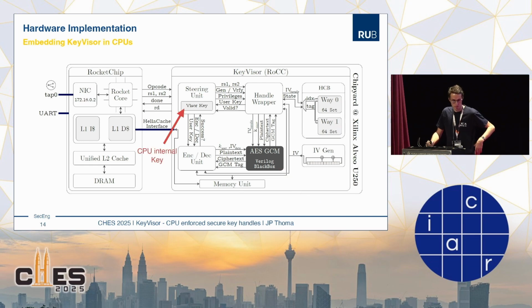Then we have our central, let's say, steering unit, which stores the CPU-internal visor key. We have the memory-mapped I/O interface to communicate with the Rocket Chip and make it usable. And finally, we have the CPU-internal storage, which is our handle cache buffer, which we implemented as a two-way set associative cache with 64 cache sets each. You could do this any way you like, but with the cache structure, you spare some bits and you get a bit better performance out of it.